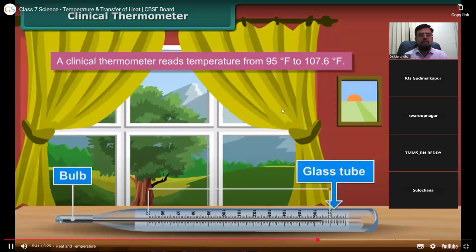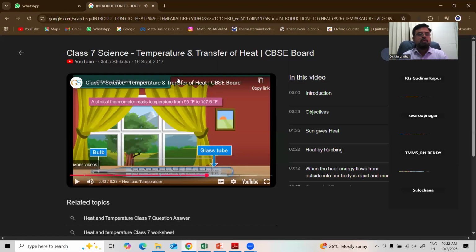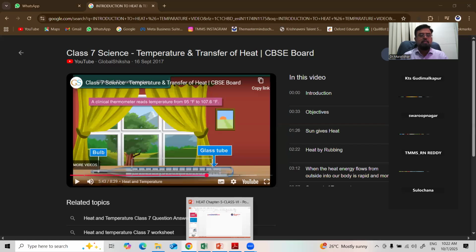Outside the bulb, a small shining thread of mercury. So this part we'll discuss in the next class.